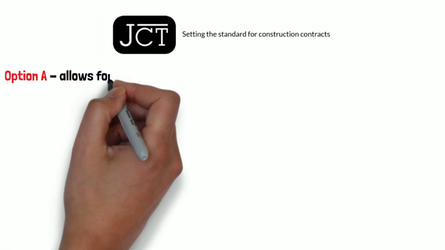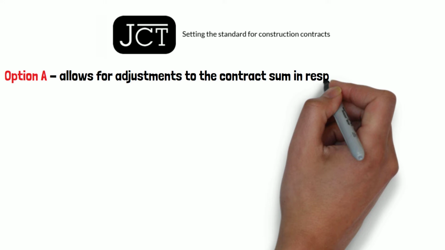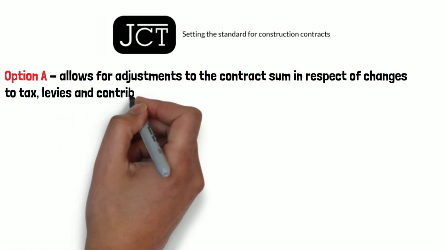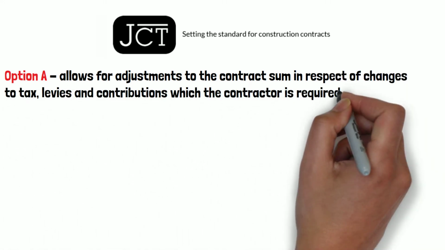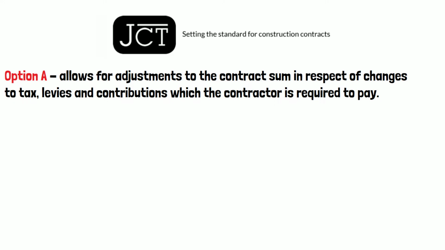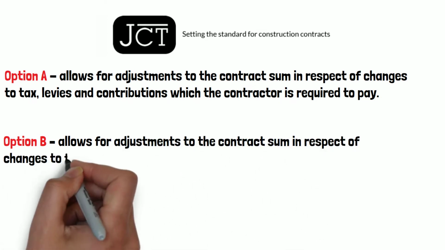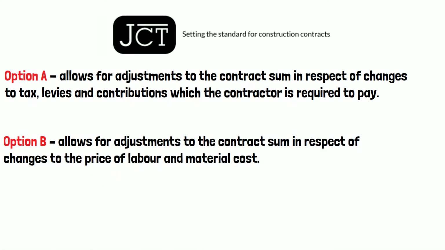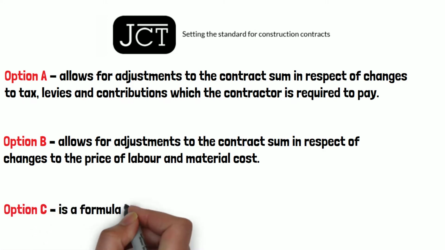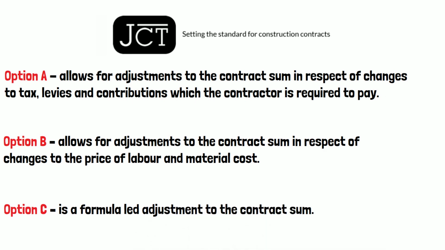Option A allows for adjustment to the contract sum in respect of changes in tax, levies, and contributions which a contractor is required to pay. That would cover a change in tax payable on imported goods, for example. Option B allows for adjustment to the contract sum in respect of changes to the price of labour and material cost. It covers adjustments to the market price of materials, goods, fuel, gas, and more, which were current at the base date. And option C is a formula-led adjustment in the contract sum.